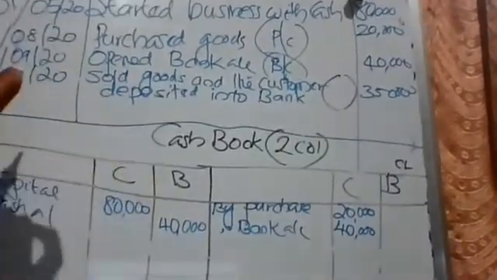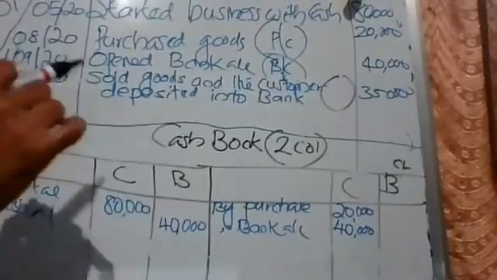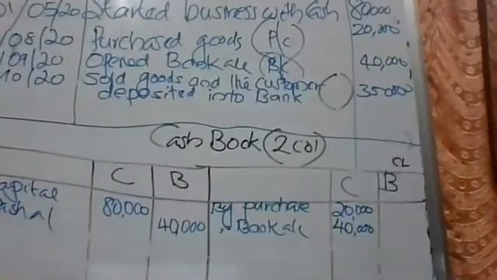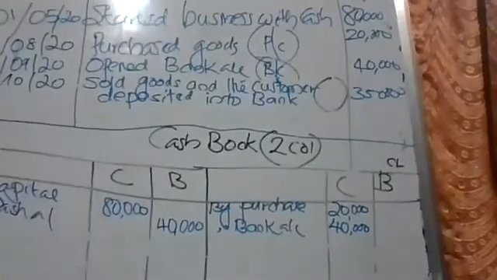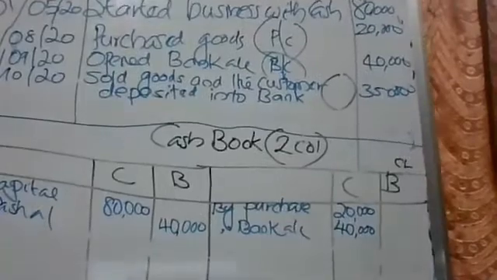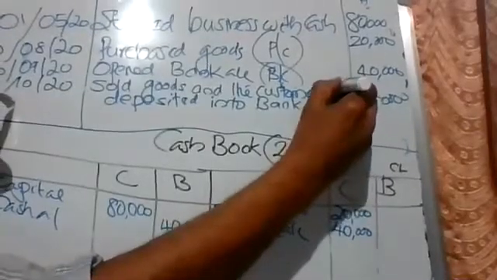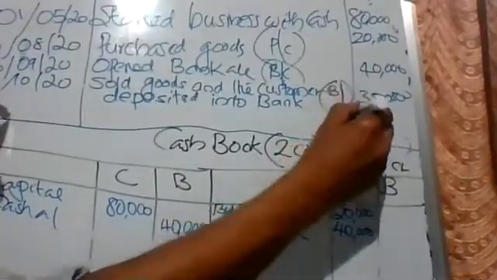First, how will you write? When the customer is depositing money into the bank, write the bank on the debit side. Is the bank balance increasing or decreasing? Increase. Yes. When an asset is increasing, will the asset account be debited or credited? Debited. So the bank account will be debited. We can write B for bank like this.